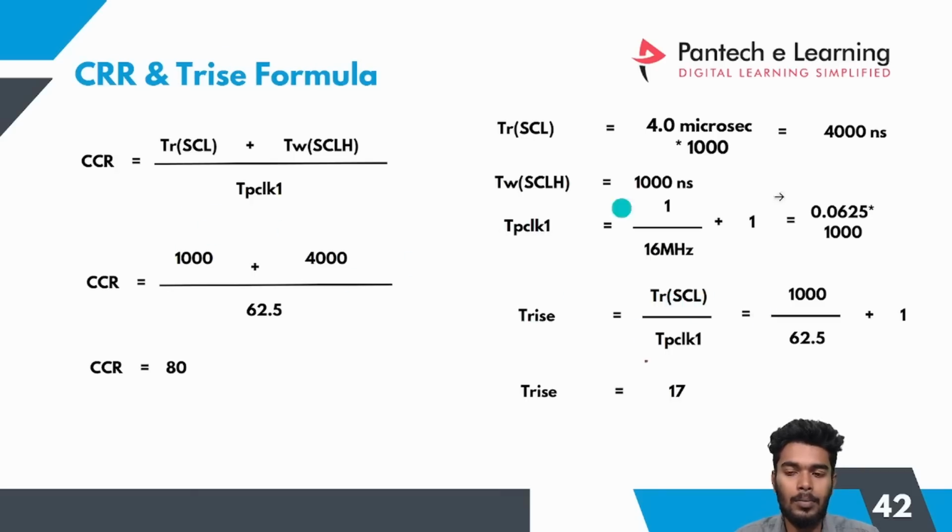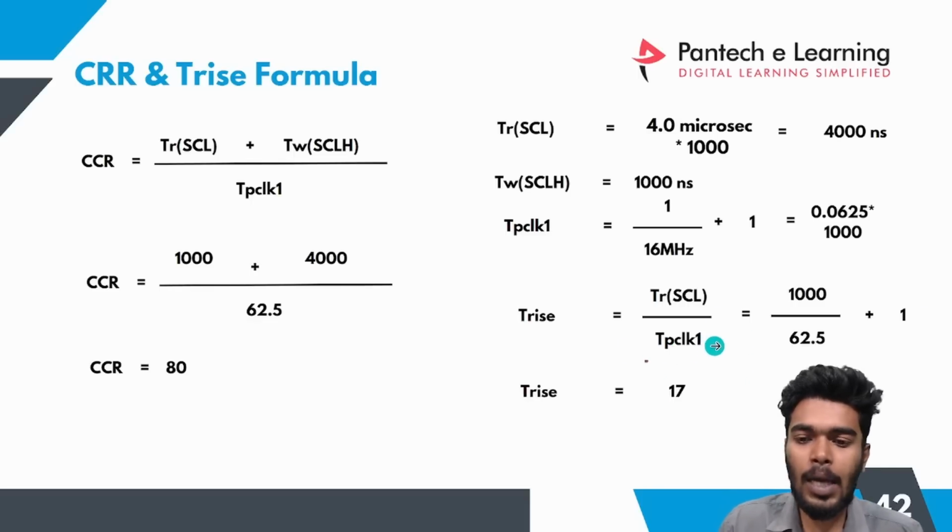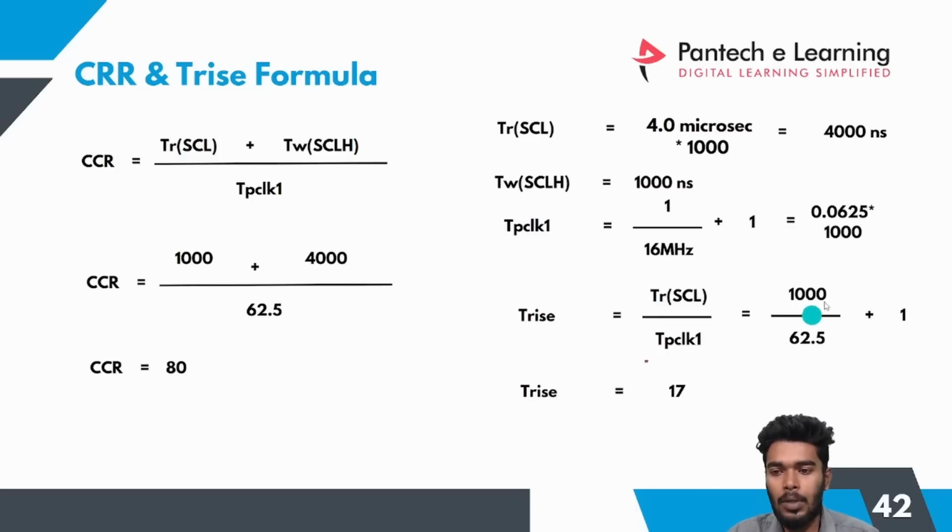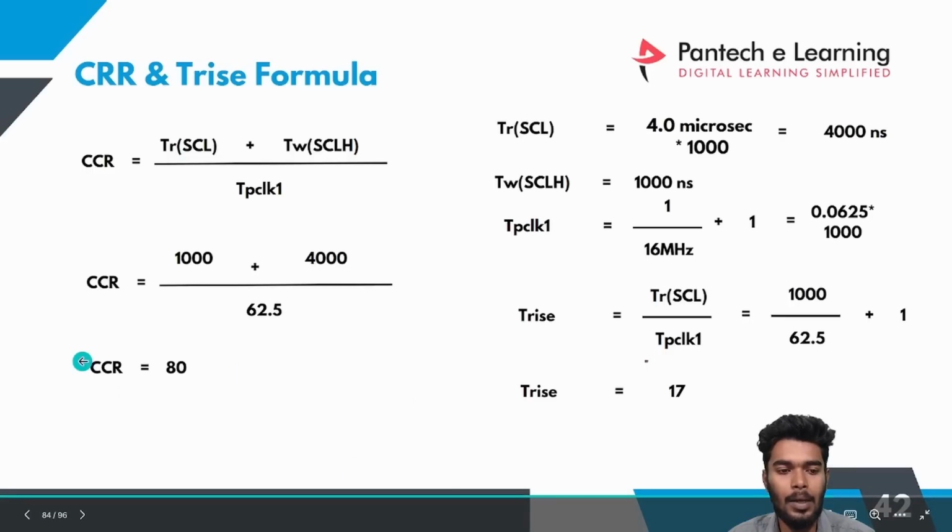It is 1000. Okay, so then we have to add plus 1. So what is this? The microcontroller will add 1 to it. Okay, this is the formula for it, so we have to add 1. The T raise means it is the maximum frequency to which the frequency can go. If you divide this value, you will get 16. Then if you plus 1, it will be 17. So we have derived the CRR value and the T raise value.